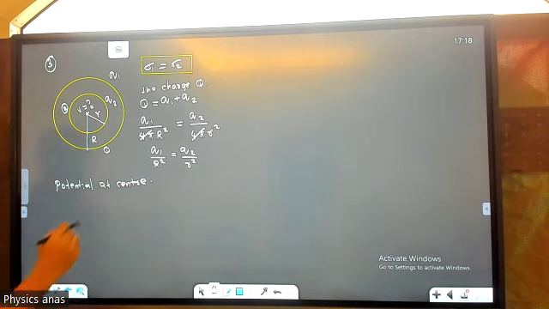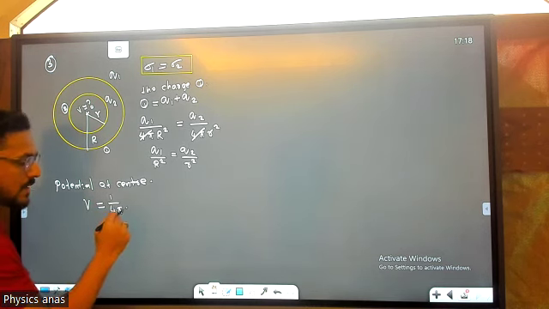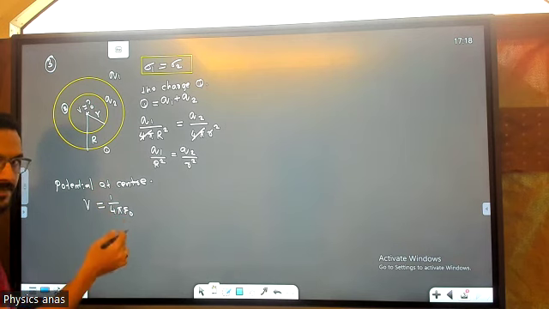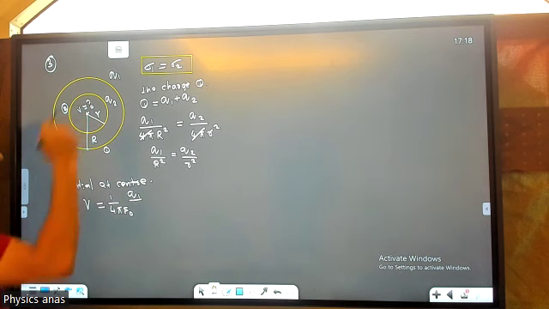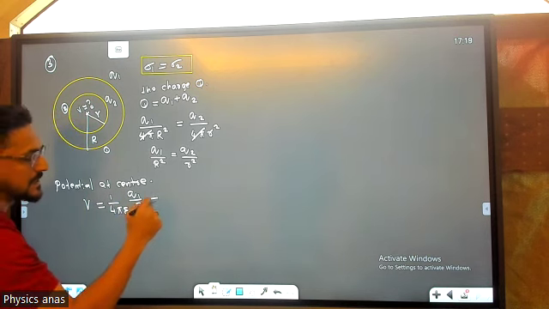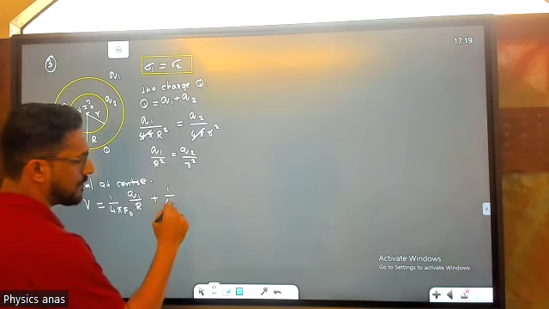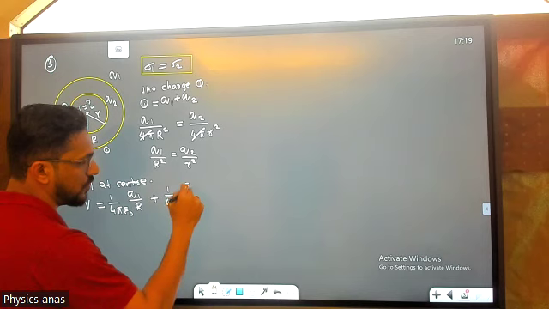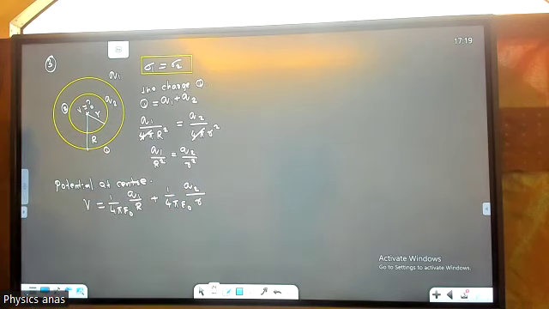Got it? What is potential due to Q1? K Q1, or 1 by 4 pi epsilon naught, Q1 divided by capital R, plus. What is potential due to small q? 1 by 4 pi epsilon naught, Q2 divided by small r. This is the potential, right?